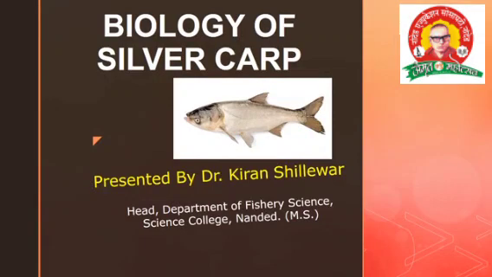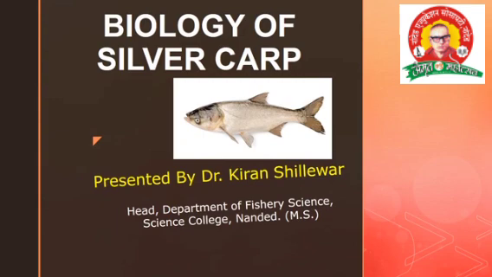Hello students. Today we start the biology of silver carp. Already I told that exotic carp belong to three fishes, that is grass carp, silver carp and the common carp. But the question is, what is meant by exotic carp? Exotic carp means those fishes whose native is a foreign country, which are introduced in India for commercial purposes, and they are silver carp, grass carp and the common carp.